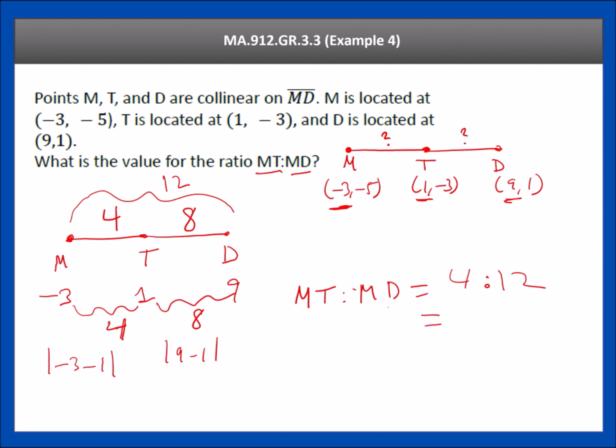So in this case, 4 to 12, if we reduce that, is a 1 to 3 ratio. So you could say 4 to 12 or 1 to 3. And that's really all there is to it. If you did it for the y coordinate, you're going to get the same answer.